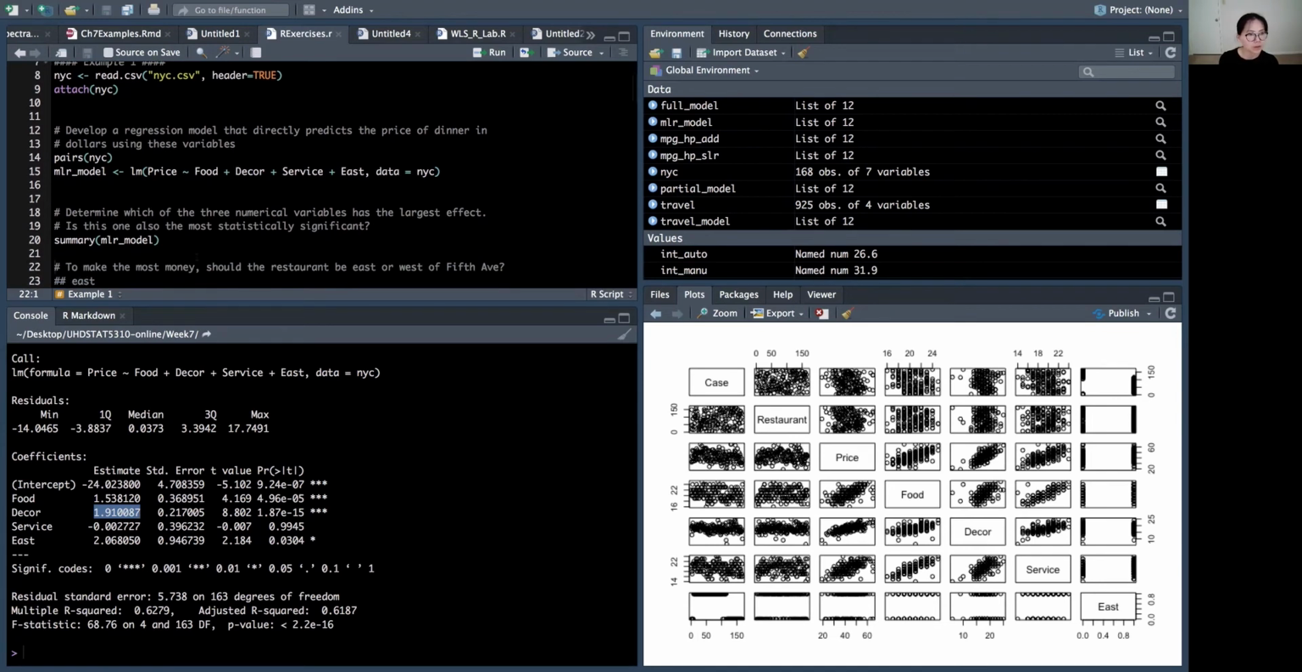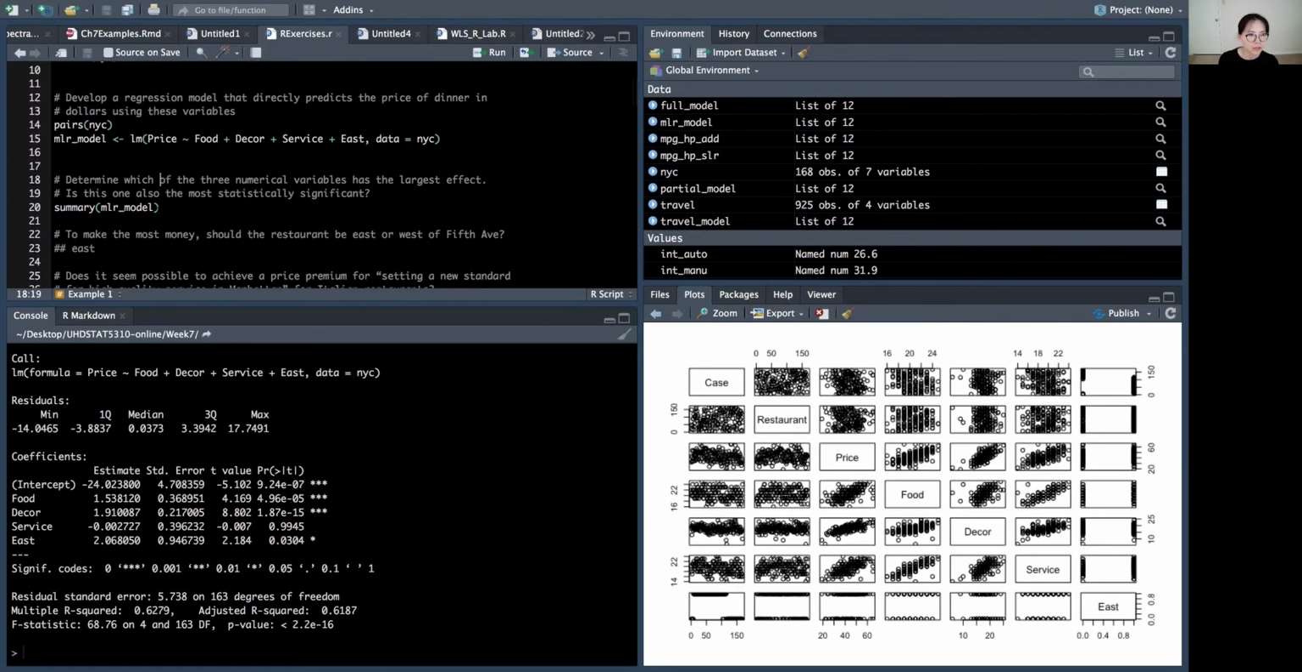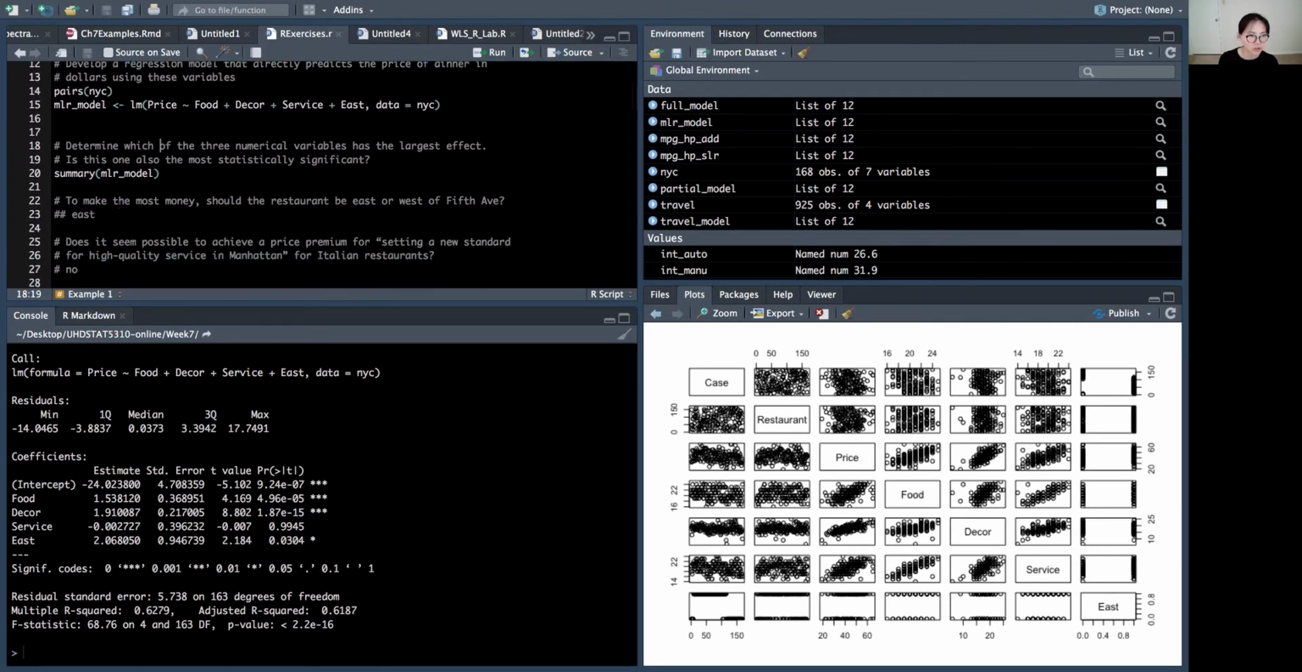Yes. So is this one also the most statistically significant? Well, yes, right, by looking at the p-value here. So, well, yeah, these questions are just copied from the slides.